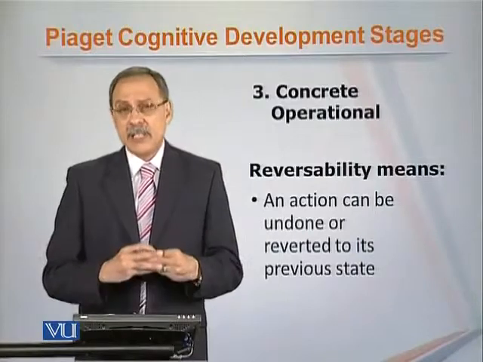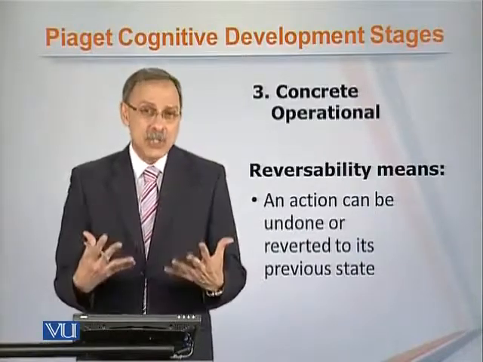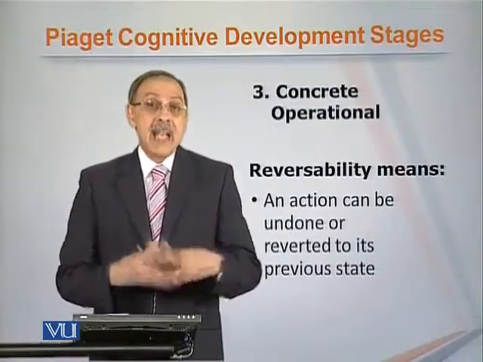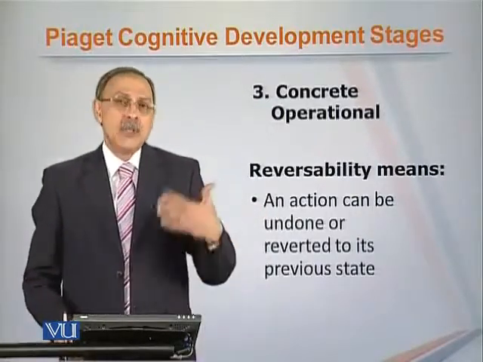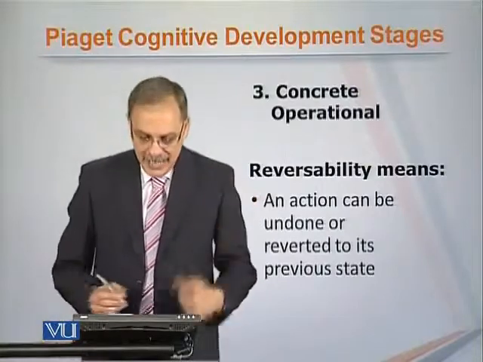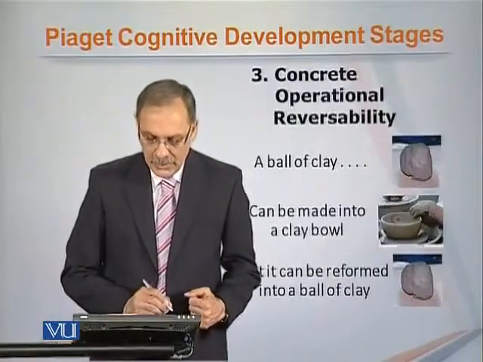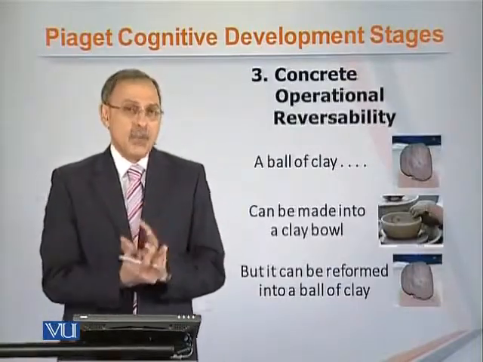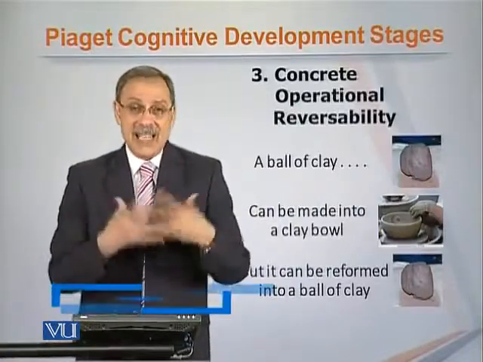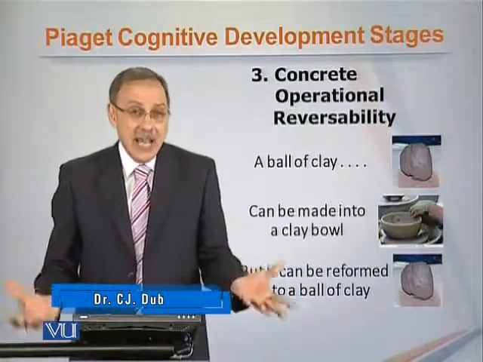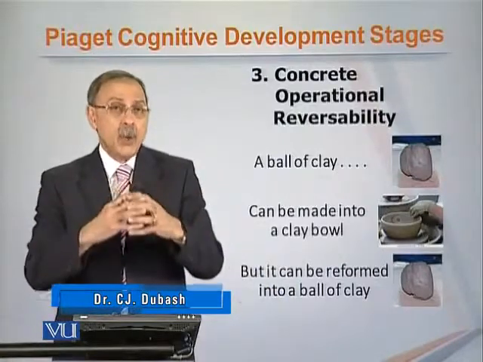And reversibility simply is: I can change the shape of something and I can bring it back to the old shape. So let's assume that you're working with clay. And here is the example. Working with clay, there's a ball of clay, and that ball of clay is the mass. It has a certain weight, it has a certain size, it appears to be one whole thing.